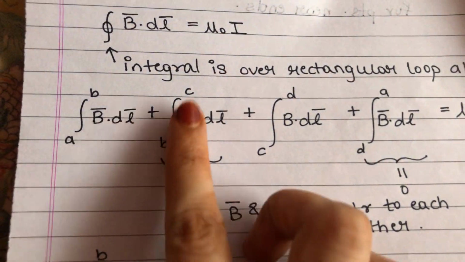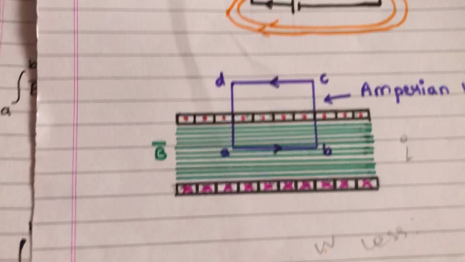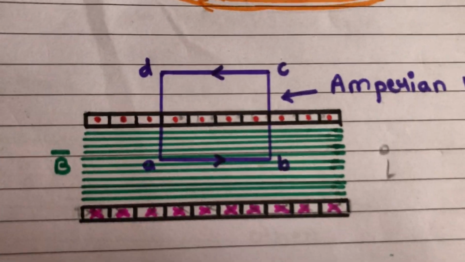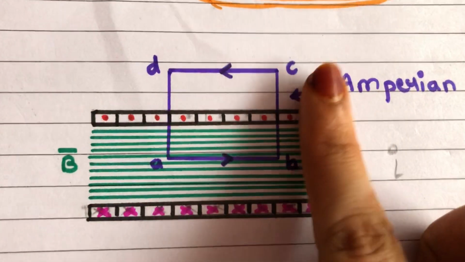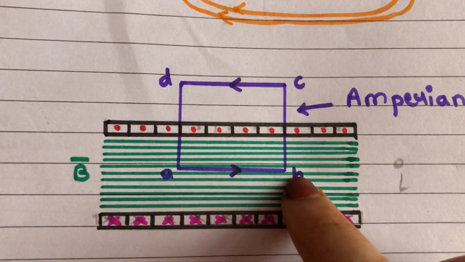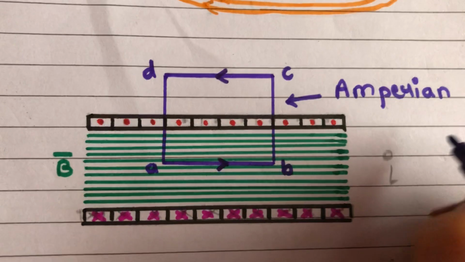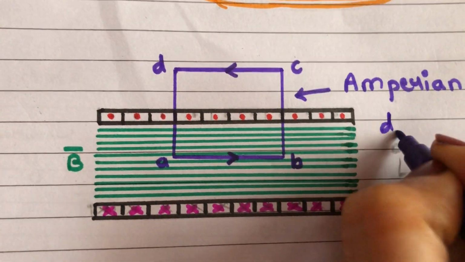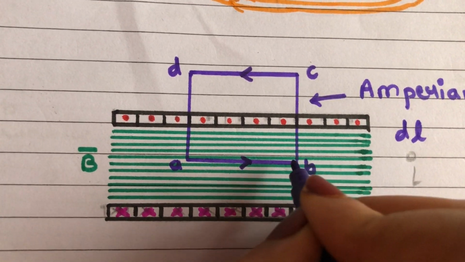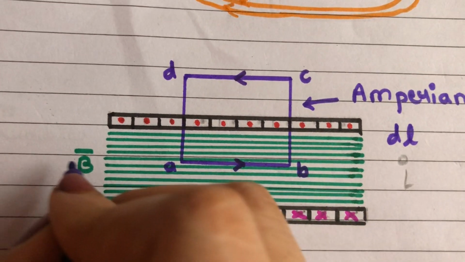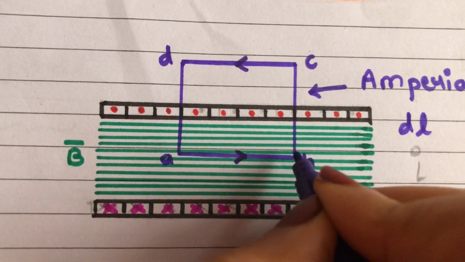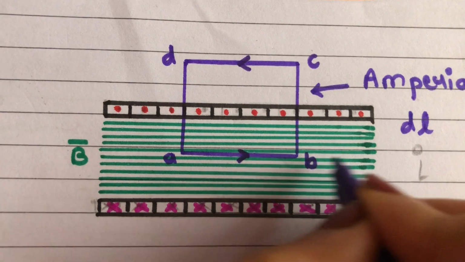Now if you see BC and AD, what will you say about this? If BC is a small length element, dL, then this small length element dL will be perpendicular to the magnetic field, which is shown with the green sketch pen. The blue sketch pen will be perpendicular to the green sketch pen.